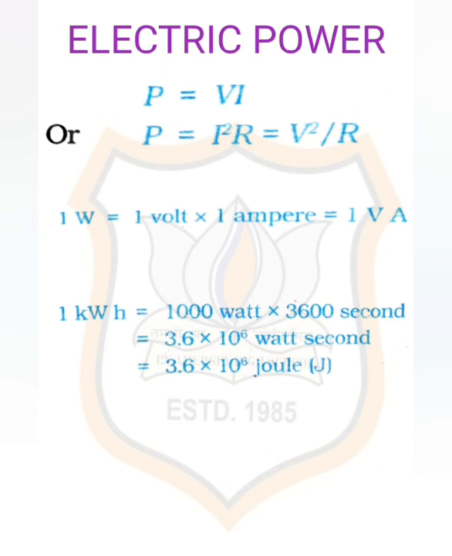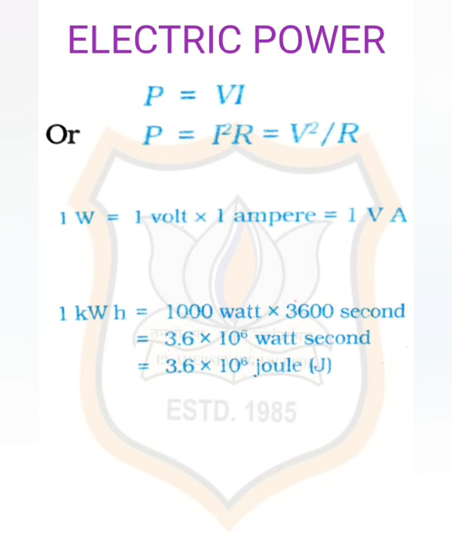The SI unit of electric power is watt, denoted by capital W. It is the power consumed by a device that carries 1 ampere of current when operated at a potential difference of 1 volt. Therefore, we can write 1 watt is equal to 1 volt into 1 ampere. The unit watt is very small. Therefore, in actual practice, we use a much larger unit known as kilowatt. It is equal to 1000 watts.